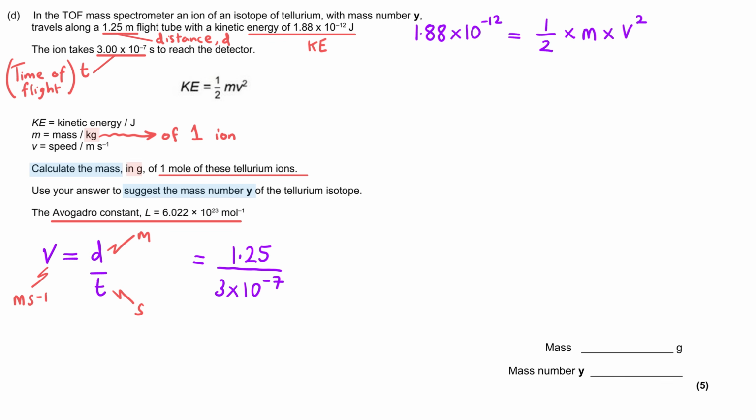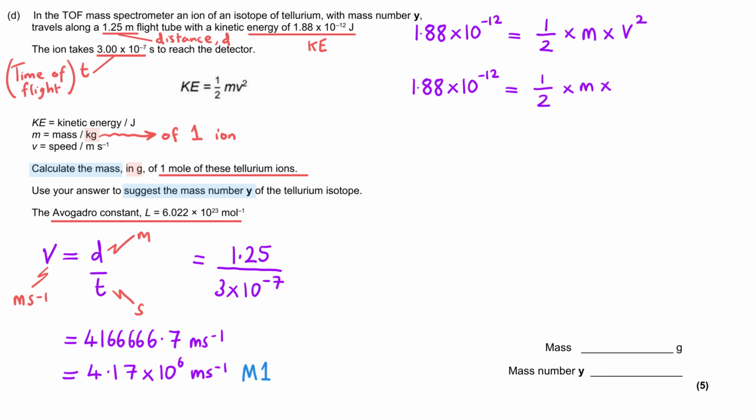D was 1.25 meters and T was 3 times 10 to the minus 7 seconds. This gives us a speed for the ion of 4166666.7 meters per second, or more simply, 4.17 times 10 to the 6 meters per second. And this will be our first marking point.